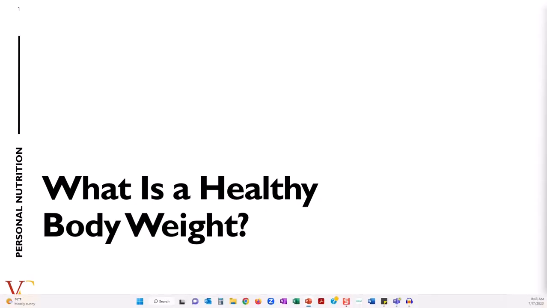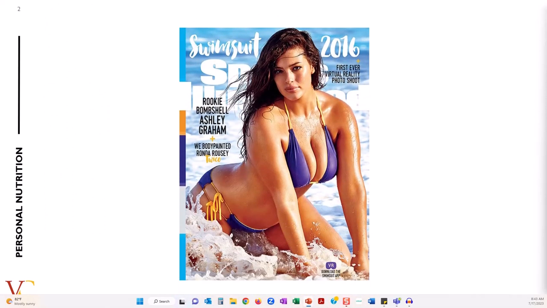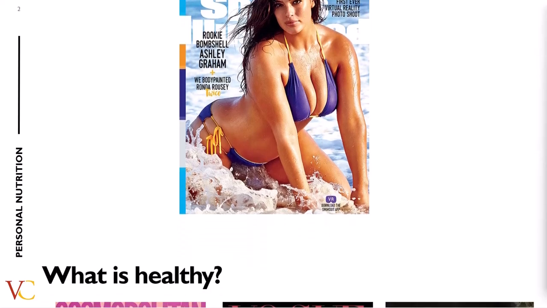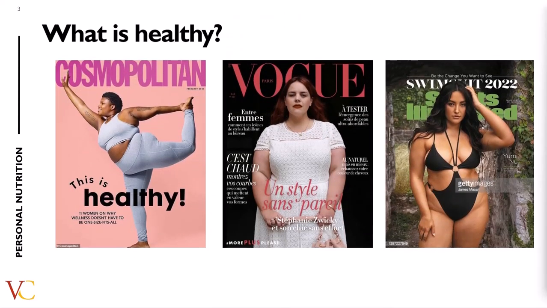In this video, we will take a look at how we define and measure body weight. In 2016, Sports Illustrated Swimsuit Edition broke tradition by using a plus-size model on their cover. Controversy ensued among health professionals and the public about whether it is a good idea to promote overweight body types. While the controversy has not ended, the media has embraced women of all sizes. The question is, how do we know what is healthy or not?